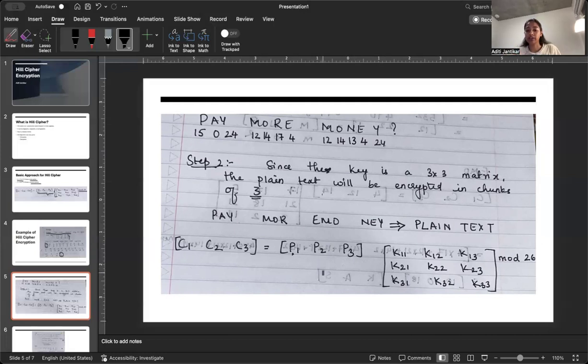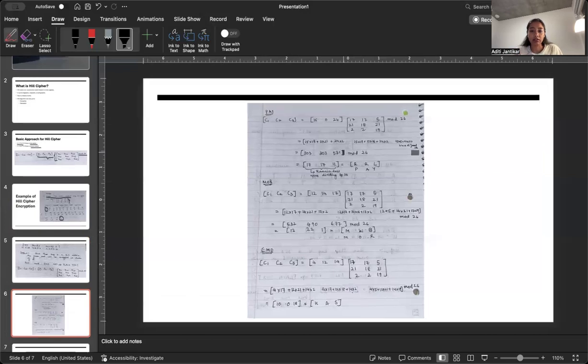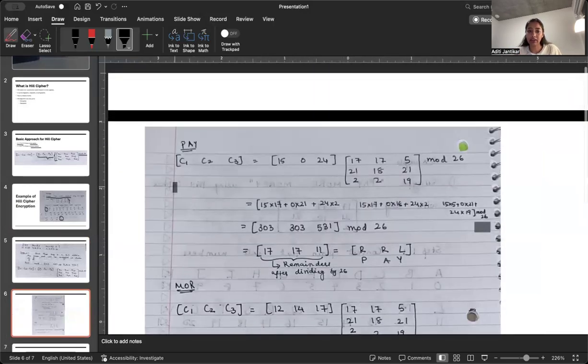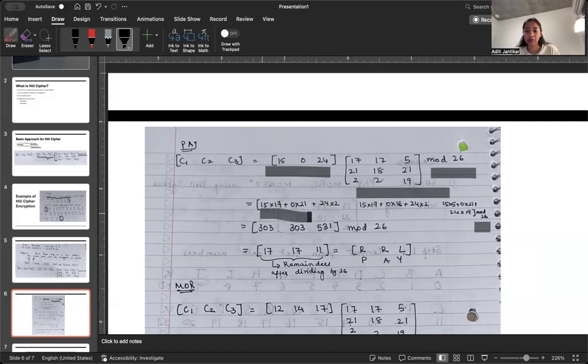So now the ciphertext will be the plain text multiplied by the key into mod 26. Again, now let's start with PAY. So PAY, 15 0 24, multiplied by the key into mod 26. So I'm sure that you're familiar with matrix multiplication. So you do it like 15 into 17 plus 0 into 21 plus 24 into 2. Add this up. You get 303.